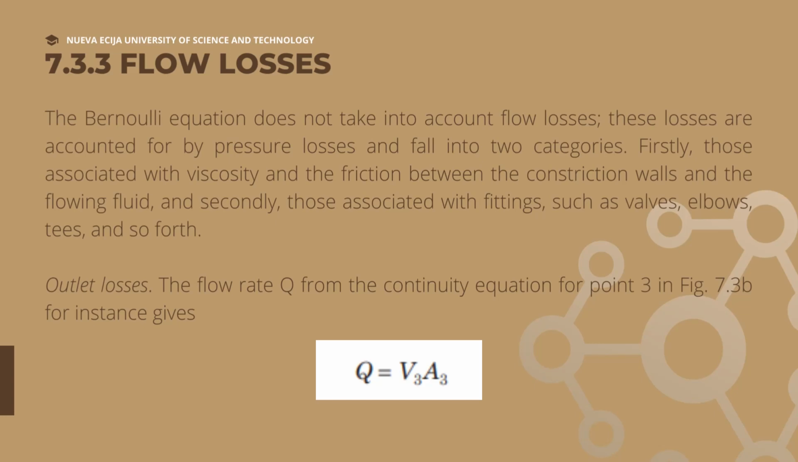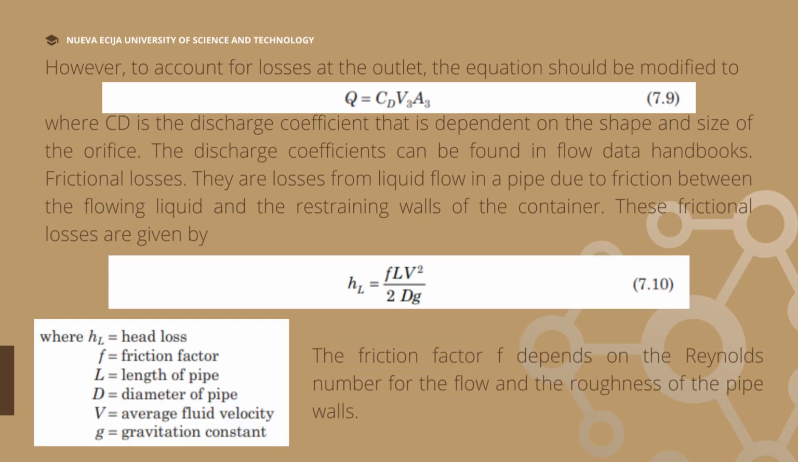Outlet losses. The flow rate Q from the continuity equation for point 3 in figure 7.3b, for instance, gives Q equals V3A3. However, to account for losses at the outlet, the equation should be modified to Q equals CD V3A3, where CD is the discharge coefficient that is dependent on the shape and size of the orifice. The discharge coefficient can be found in flow data handbooks.